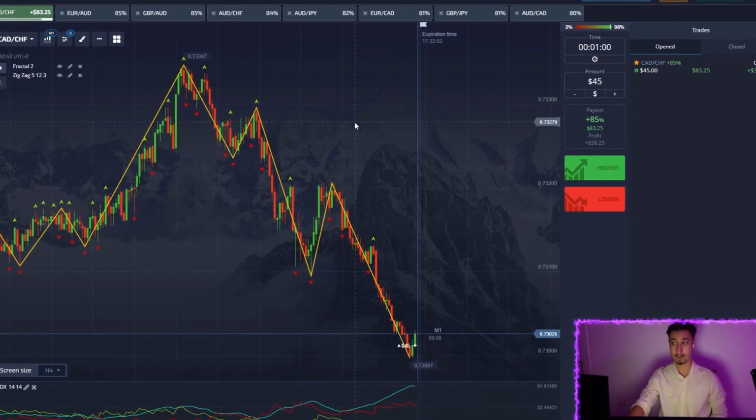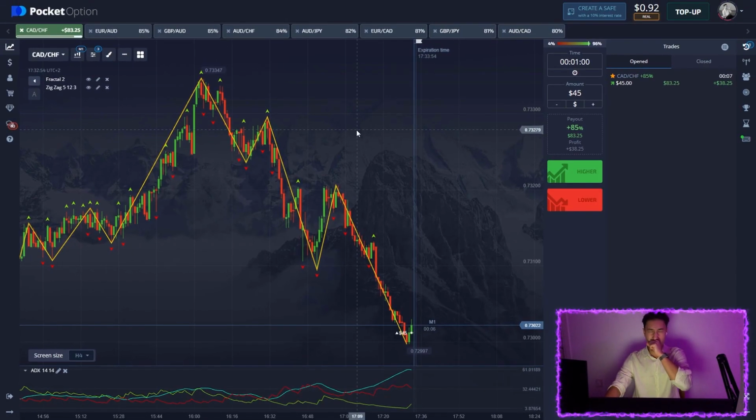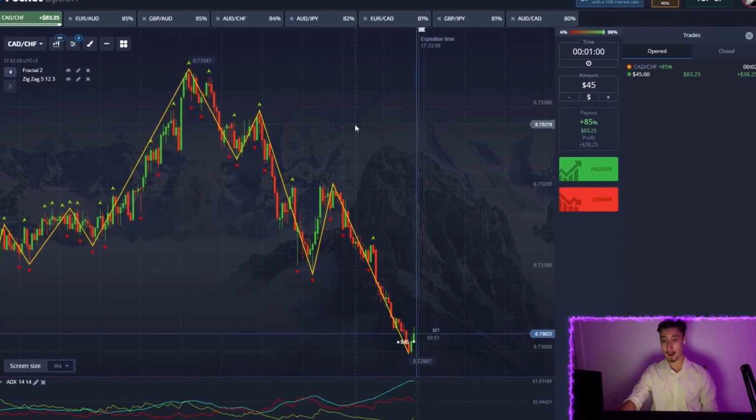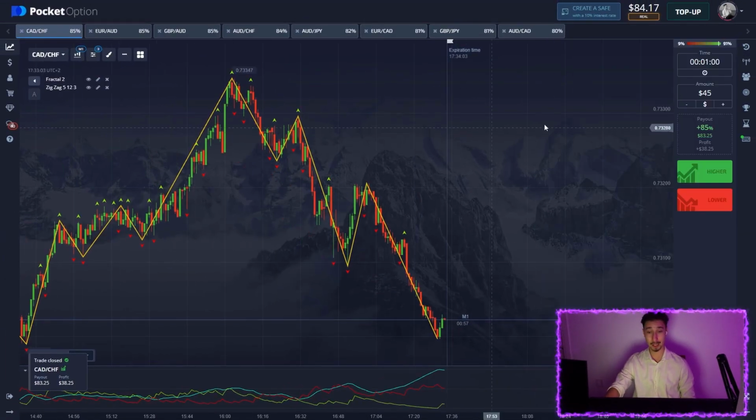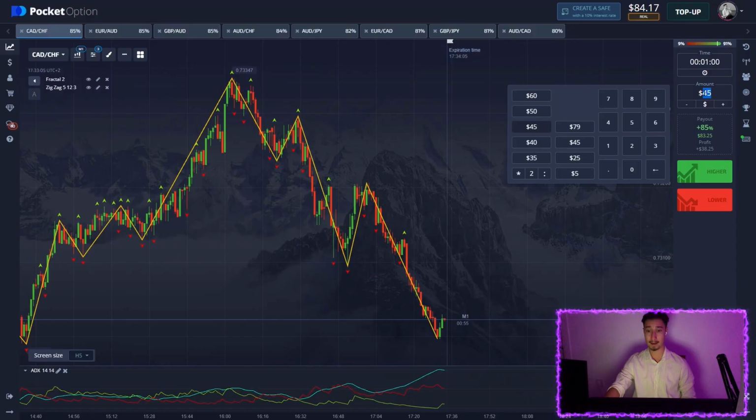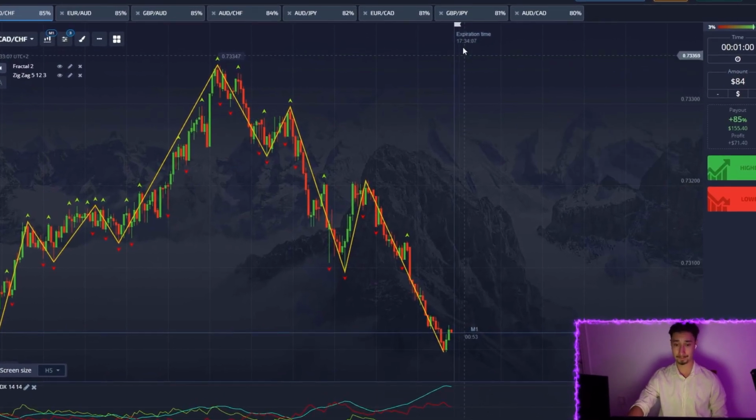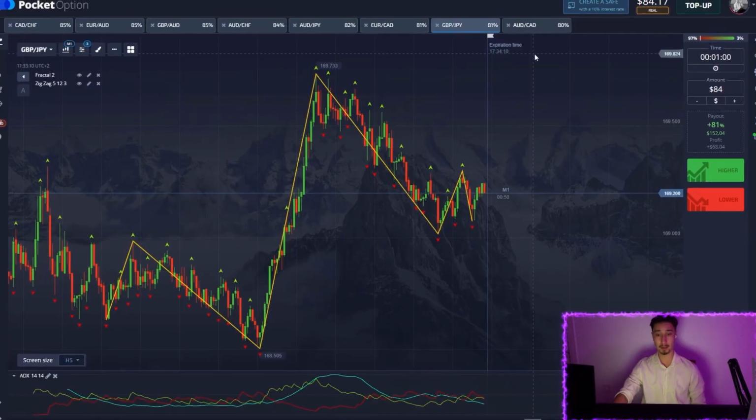Nice. There are several seconds left, and our position is in profit. Nice, great job. Let's change the trade amount and move on. Now looking for better payout rates.